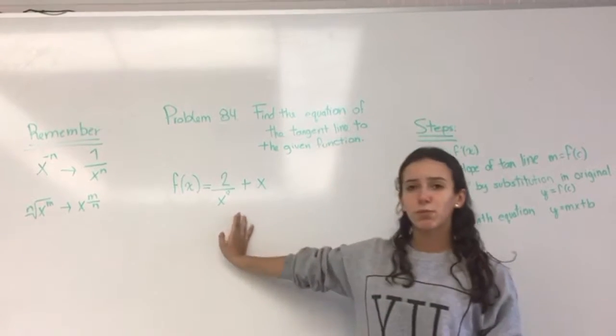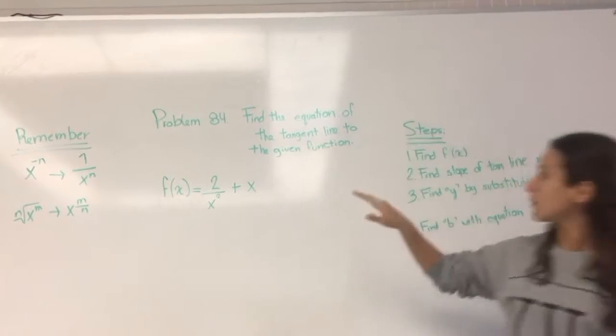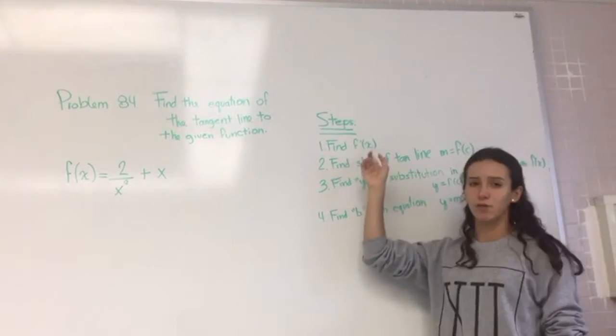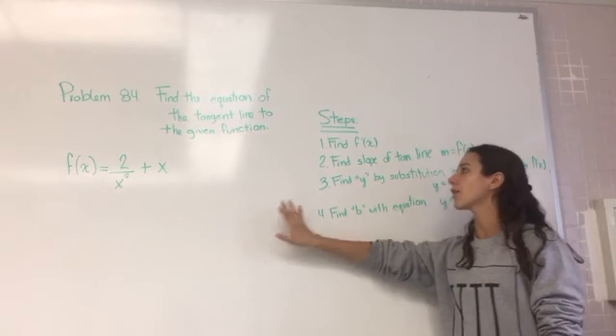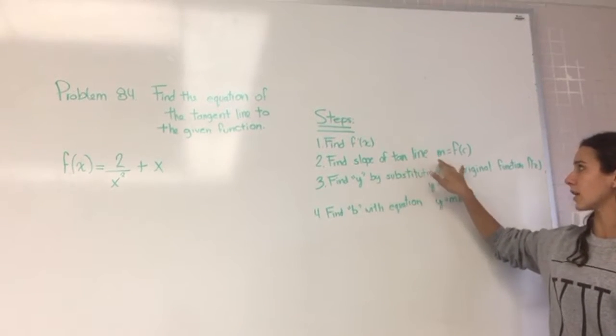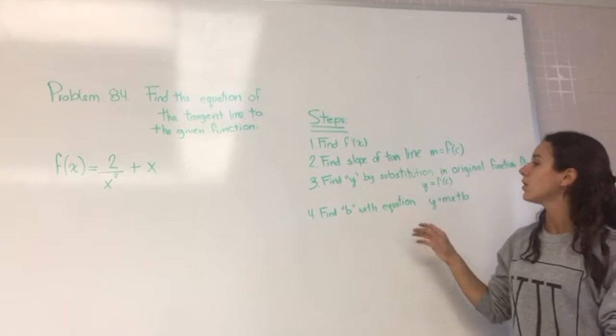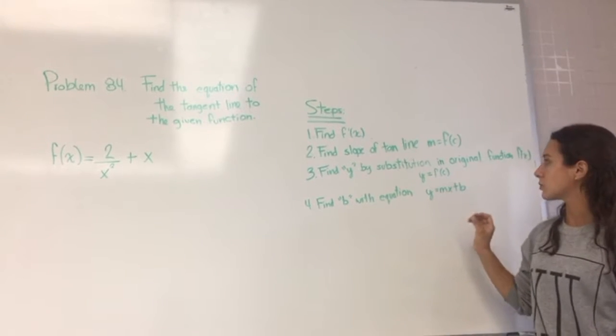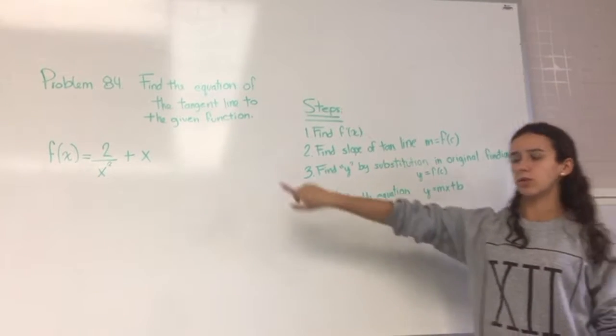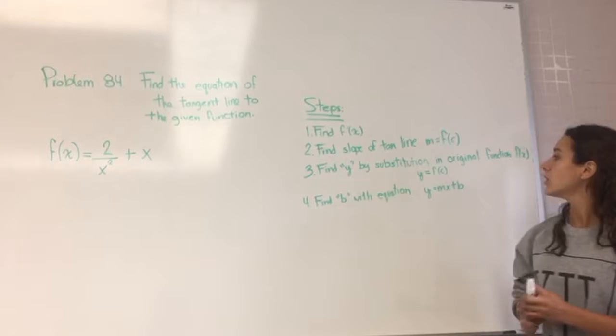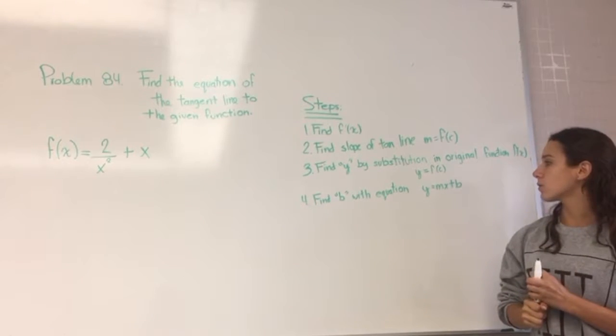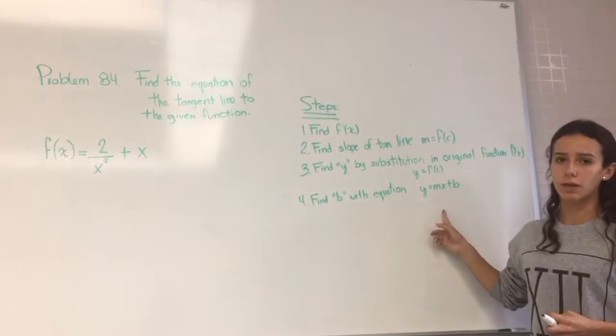For this type of problem, we have to follow some steps. The first one is find f prime of x. The second one is find the slope of the tan line, which is m. The third one is find y by substitution in the original function, which is that one. And the fourth one is find b with the equation y equals mx plus b.